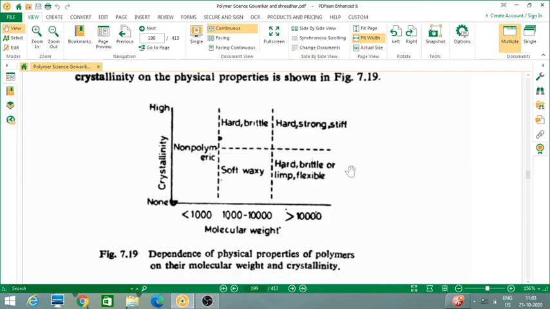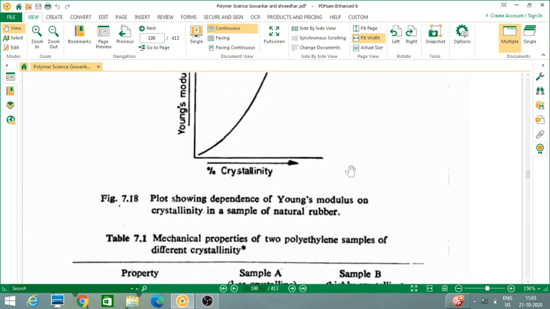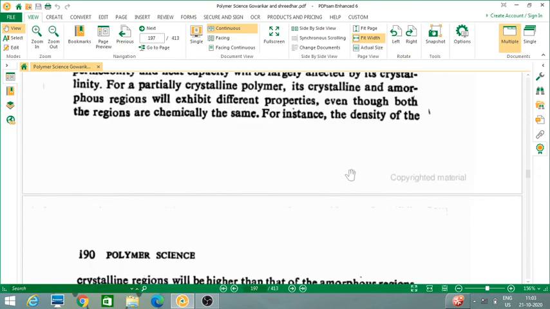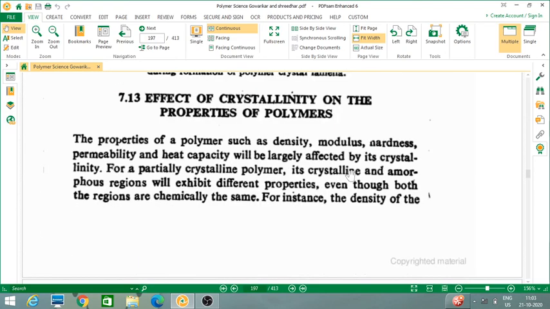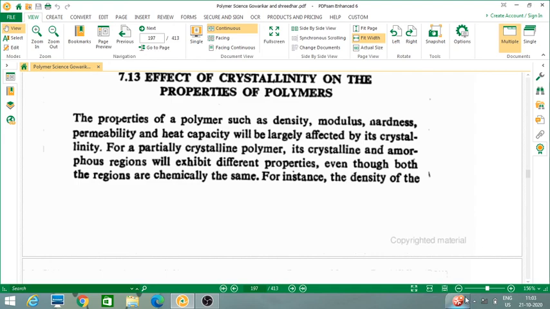So this is all regarding how the crystallinity affects the properties of polymer. I hope you understand. Read it again and again so that you get a better idea. Okay.